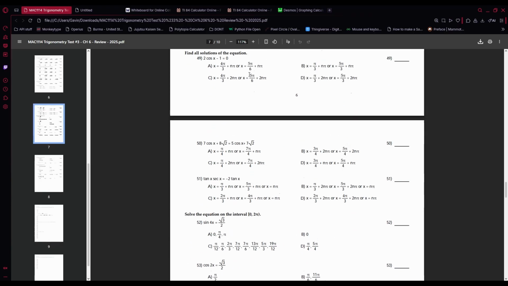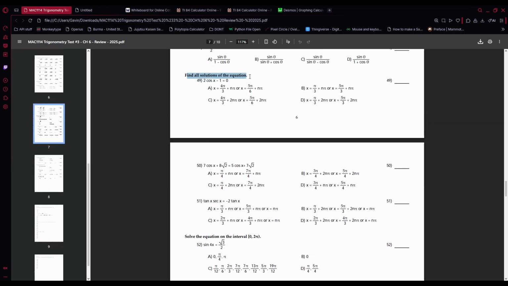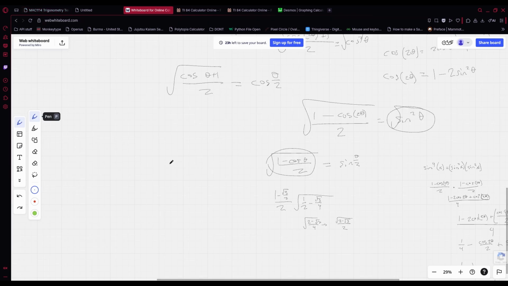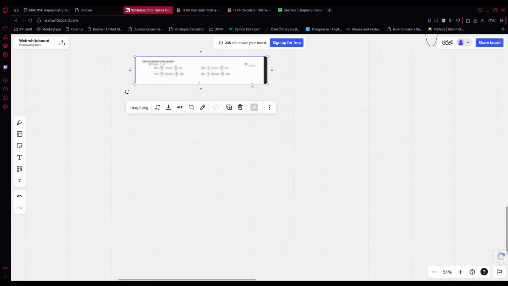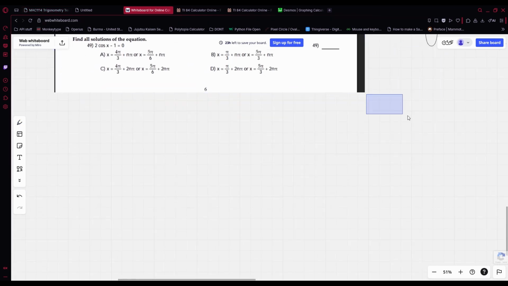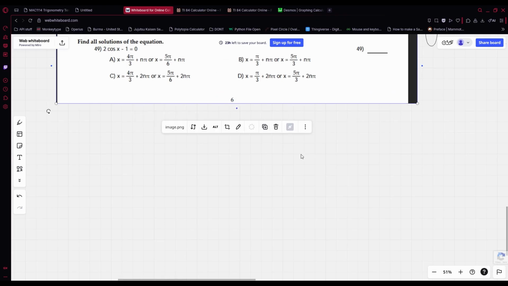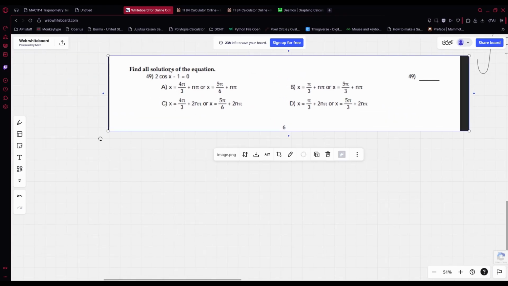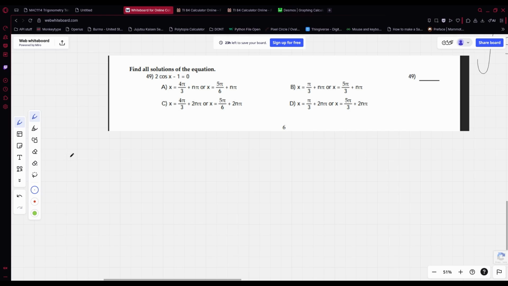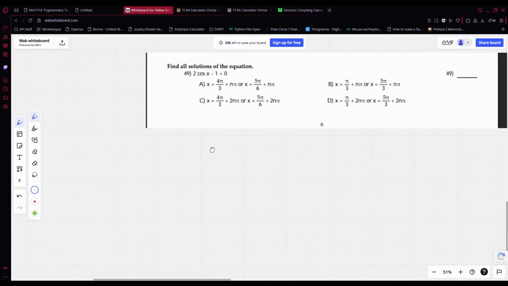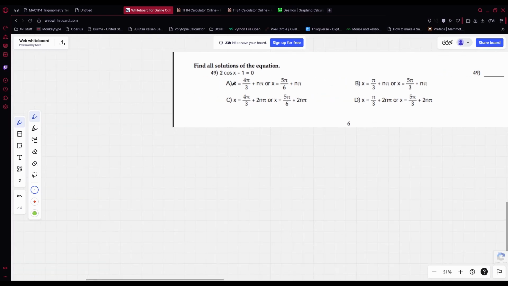Okay, so we're going to look at this. Find all solutions to the equation. This shouldn't be too hard. So I say, okay, we have two cosine x minus 1 equals 0. We want to find all values of x that satisfy this equation. So I want to isolate x. So I want to say cosine x equals 1 over 2.